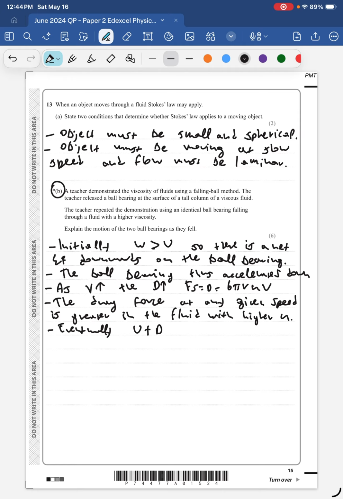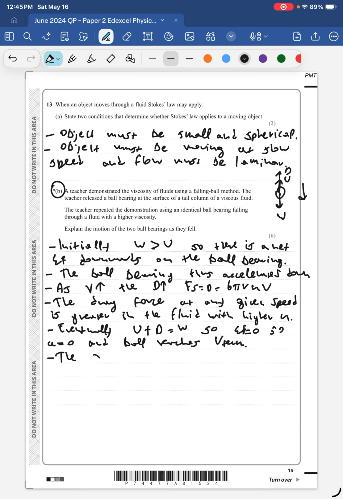Eventually, the upthrust plus the drag experienced by the ball bearing, and remember that if a ball bearing falls, it will experience its weight, an upthrust, and a drag force, right? So eventually the upthrust plus drag equal weight. So sigma F is 0. So acceleration is 0. And the ball reaches V terminal, the terminal velocity, okay?